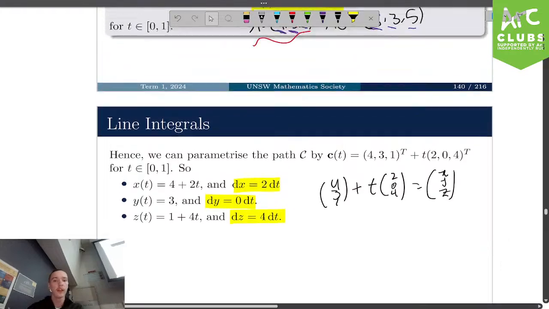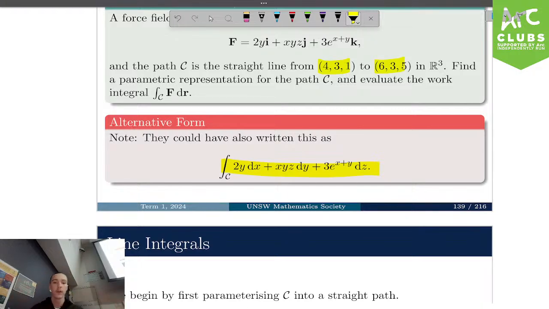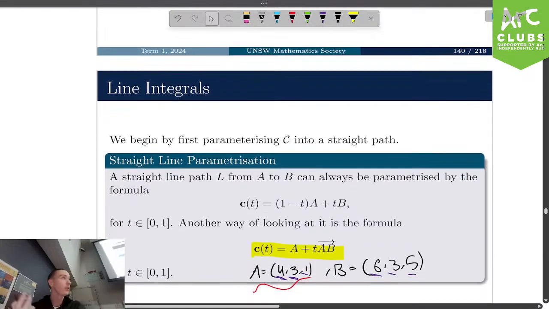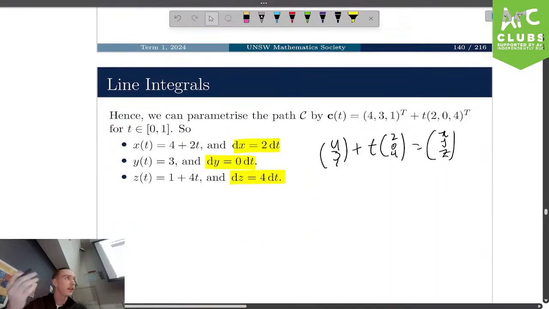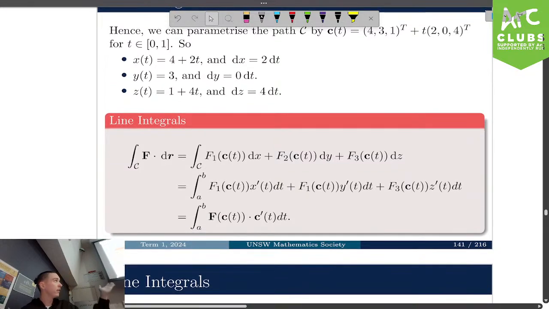So what we can then do is, looking back at our integral, we can replace the dx, the dy and the dz, with dt. So we're integrating all with respect to one common variable, which is very nice. So now it's actually in a form that we can integrate. So here we go again, this formula. So we're just plugging it in to this expression.